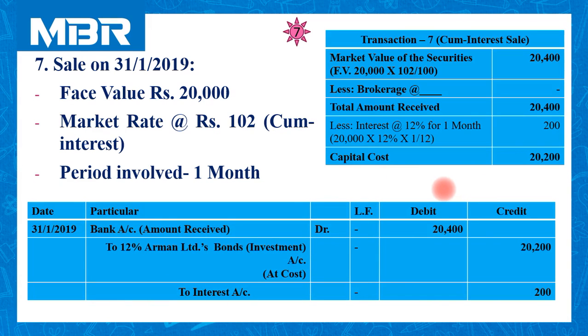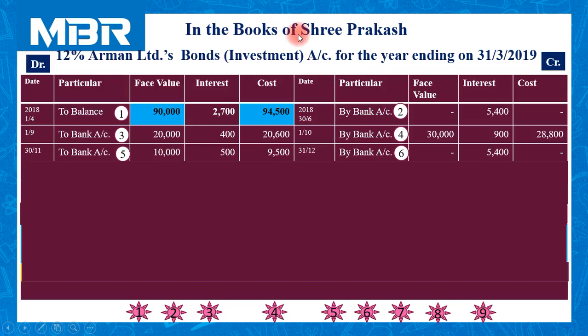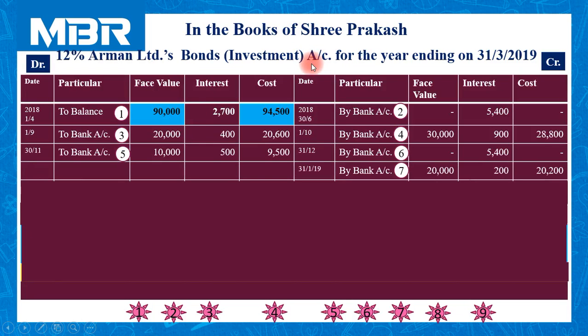Let us pass the journal entry in the books of account. Bank account debited, total amount received rupees 20,400, to 12% Arman Limited's bond account, or say investment account. It is credited at cost price 20,200, and the amount of interest is credited with rupees 200. Now post this transaction in the ledger of the investment account. By bank account, 20,000 rupees face value, interest involved in the calculation 200, and cost price 20,200.